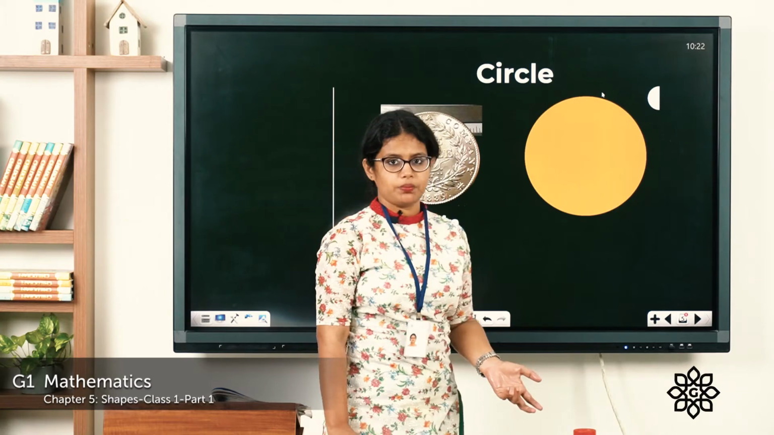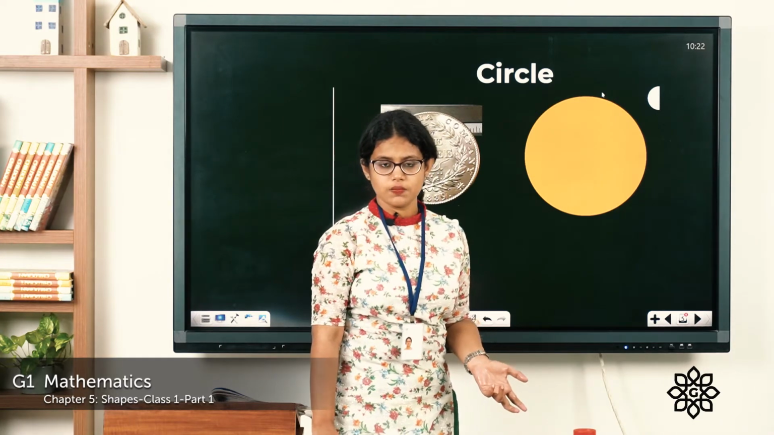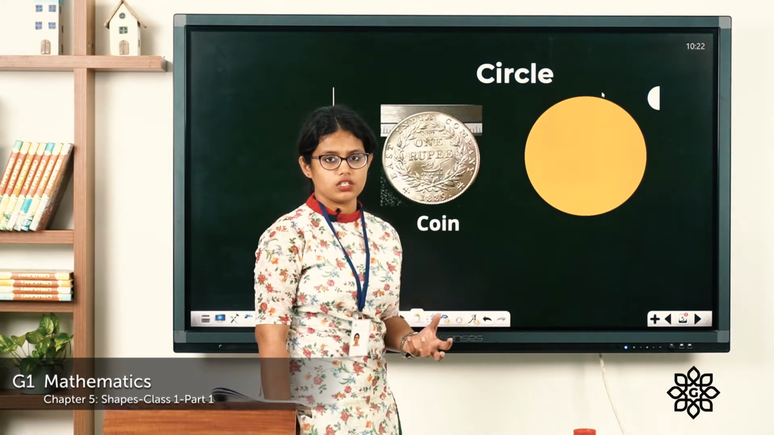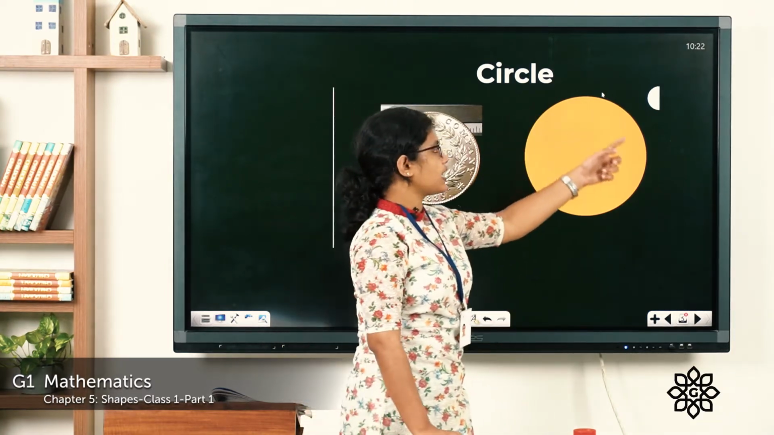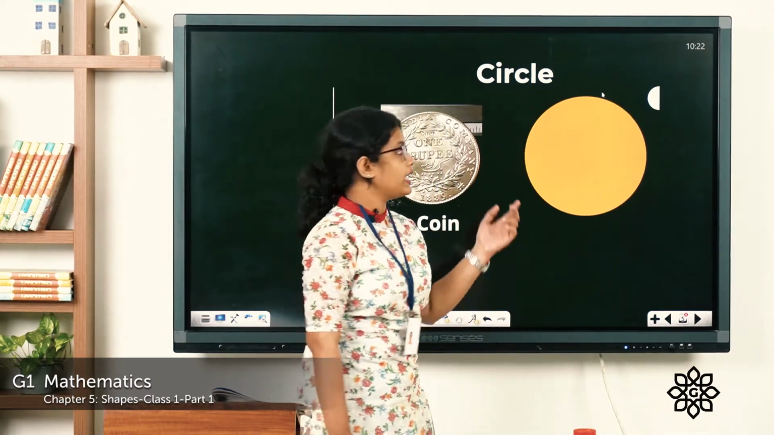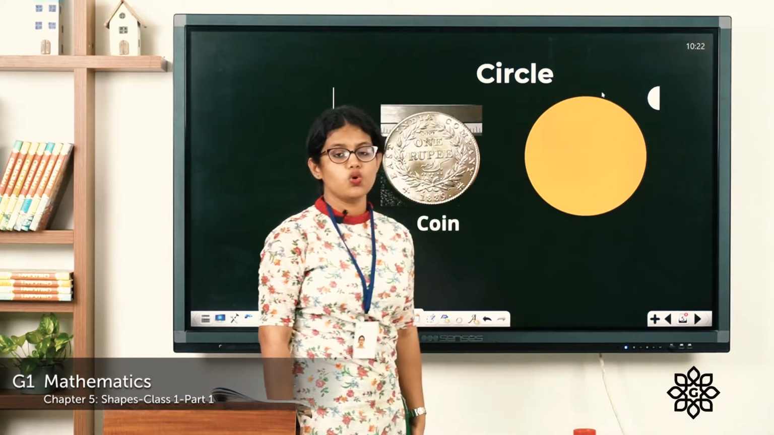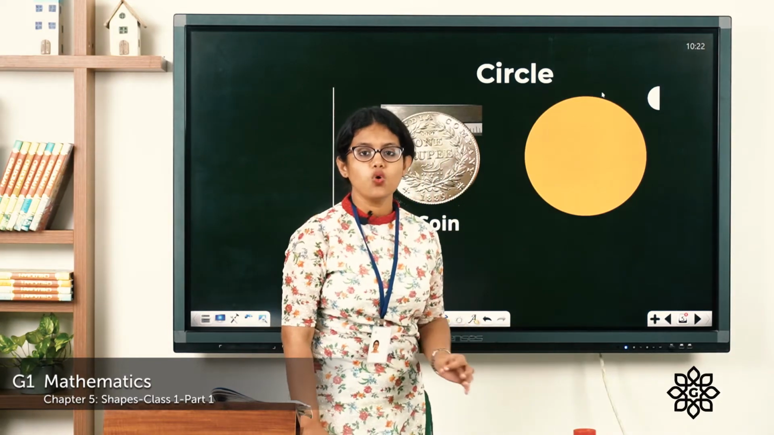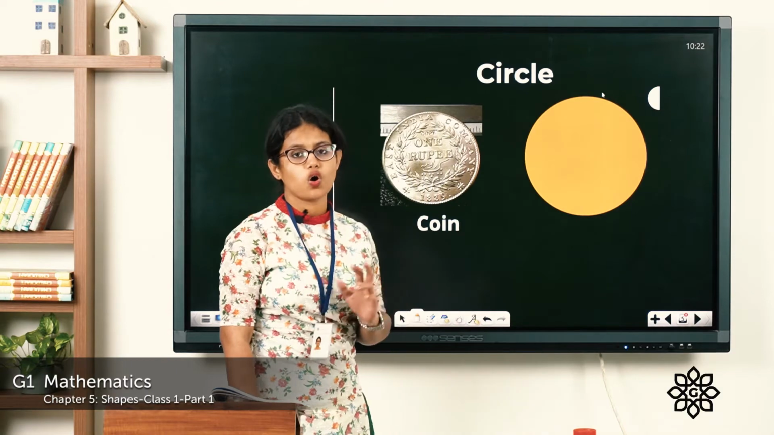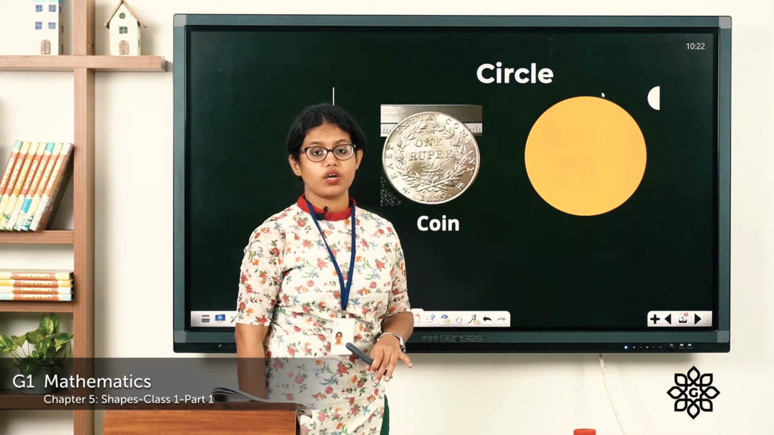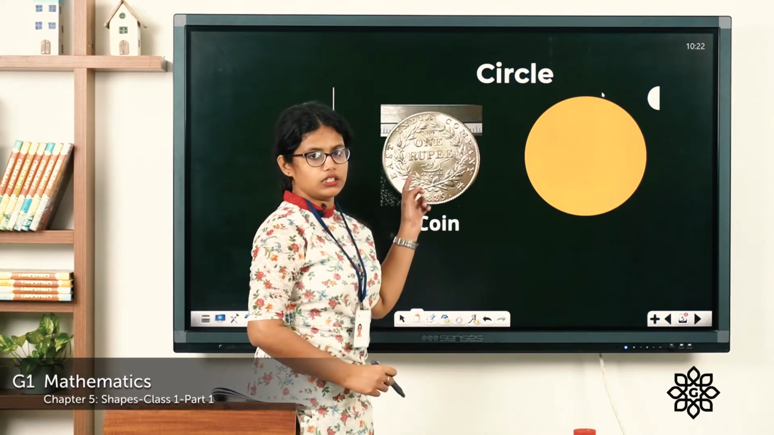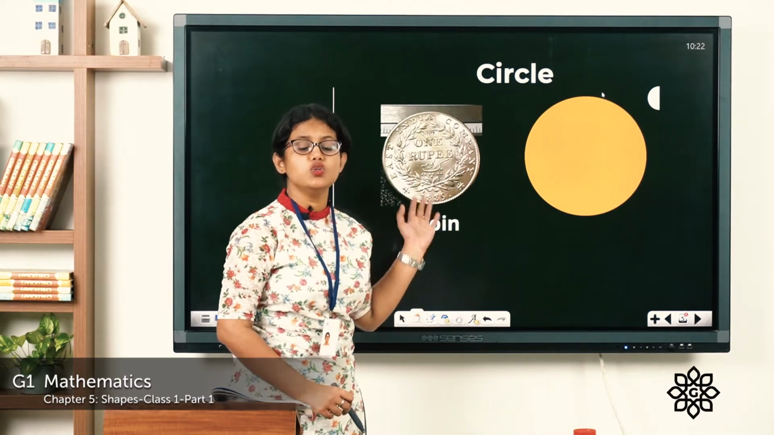What about this shape? You all will be familiar, right? So this is a circle. Does it have any corners? Is there any corner here? No. Are there any sides? No. So the circle has no sides and no corners. What about the coin? What is the shape of the coin? It is a circle. It has no corners, no sides.